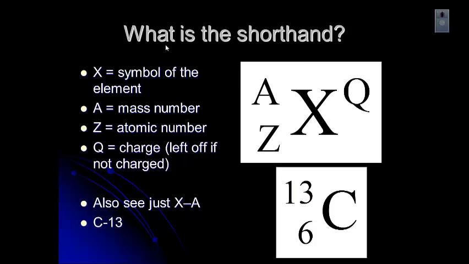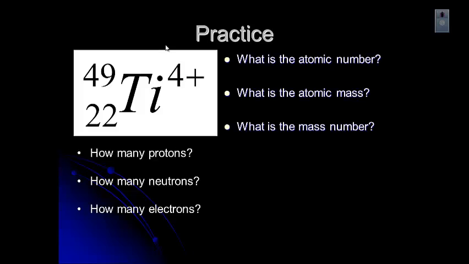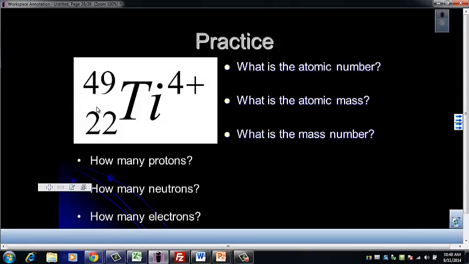So let's practice an example of how we figured these things out. The first question I'd like you to answer from this, look at the numbers, look at your periodic table, try to figure it out, pause the video. Answer the questions and then come back and we'll go through it together. Your first question is, what is the atomic number? Hopefully you remember that the atomic number is this number on the lower left corner. Remember that's called Z. I don't know why it's not A, but it's Z. And so the atomic number is 22.